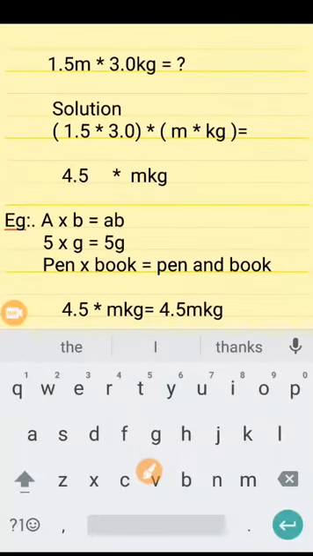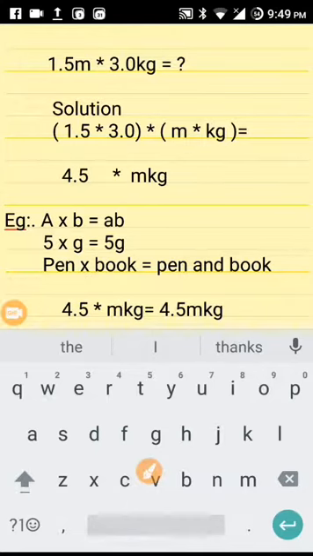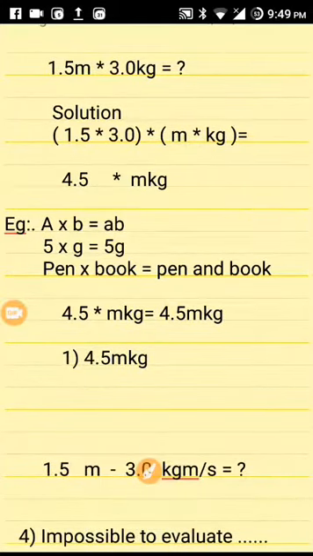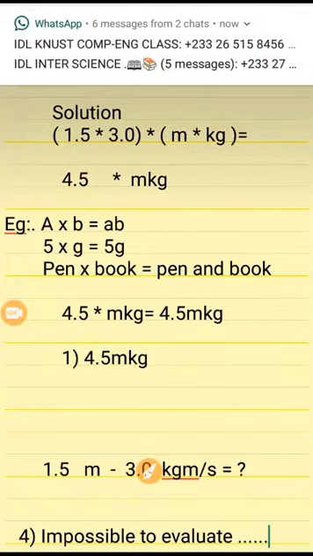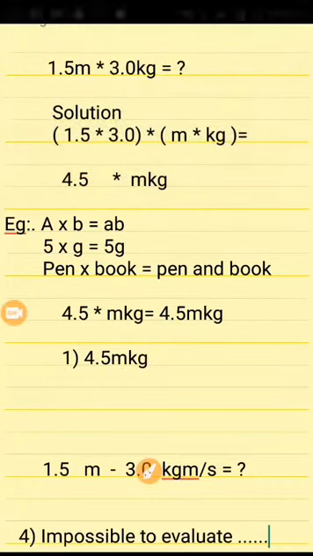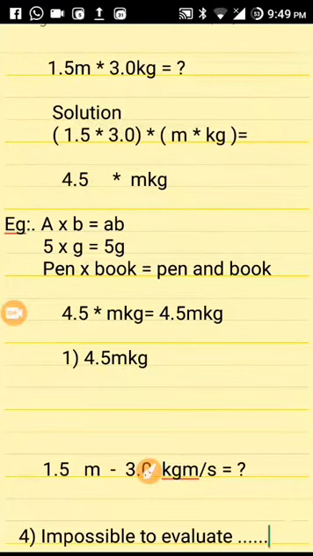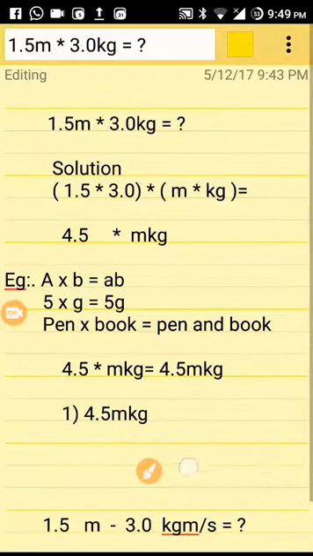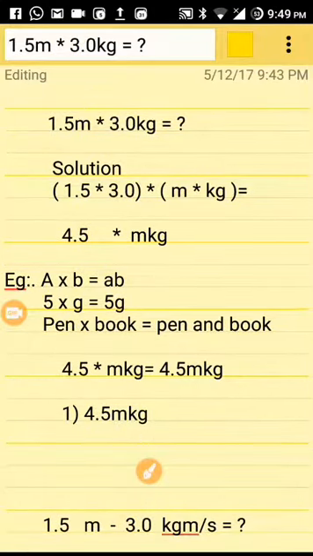Okay, so let's see. The second question says 1.5 m times 3.0 kg will give us what? We are supposed to provide an answer for it. But this kind of question is one of the easiest, one of the simplest of all. You don't have to do a lot of work, because this one is just about sorting things out and putting them together.